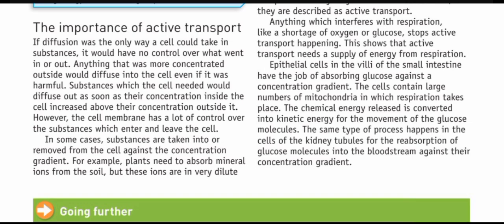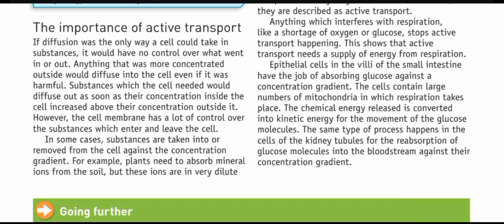Now I discuss the role of the cell membrane in this. The cell membrane has a lot of control over the substances which enter or leave the cells. In some cases, substances are taken into the cell or removed from the cell against the concentration gradient. This means that the movement doesn't always go from higher concentration to lower concentration. So, the cell needs a very special process for this, and this process is known as active transport.